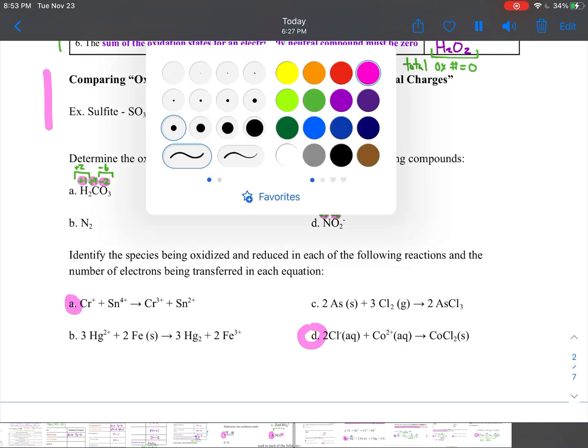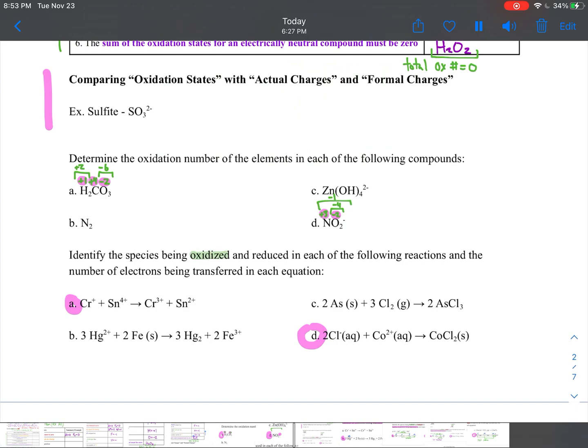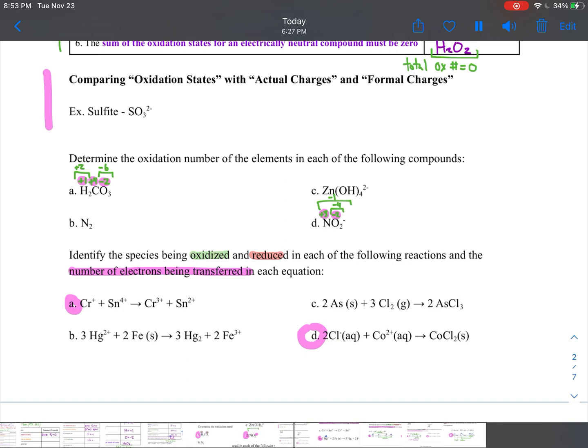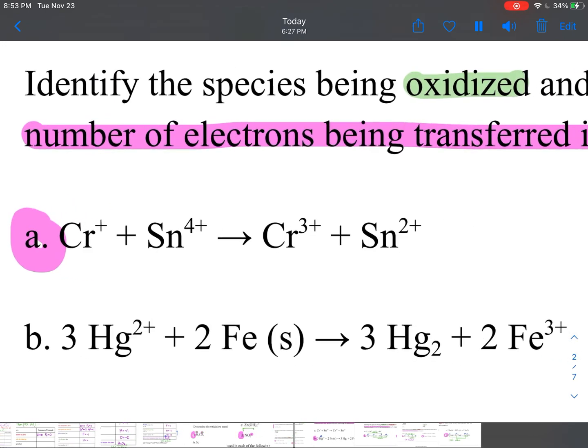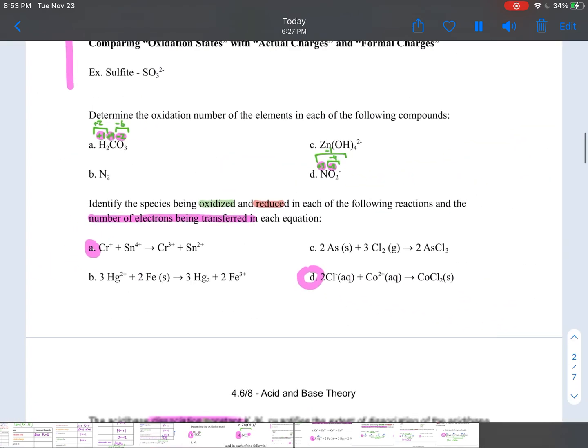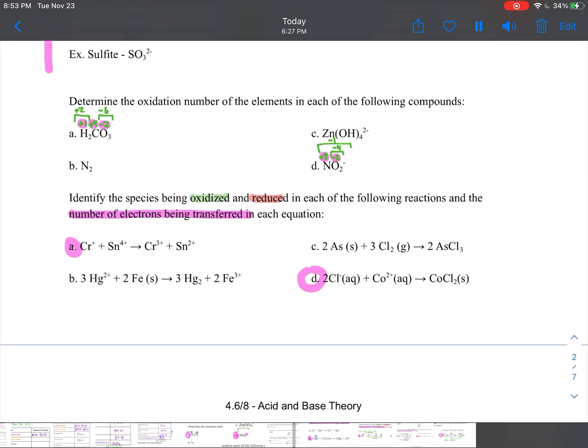We want to identify the species being oxidized, the species being reduced, and the number of electrons being transferred. There is a question in the textbook homework that asks for oxidizing agent and reducing agent. Don't worry about those. We don't need to know oxidizing and reducing agent. It's not even difficult. The question though is what is oxidized and what is reduced. So looking at this first example, that one might be a little too easy. Let's look at B instead.